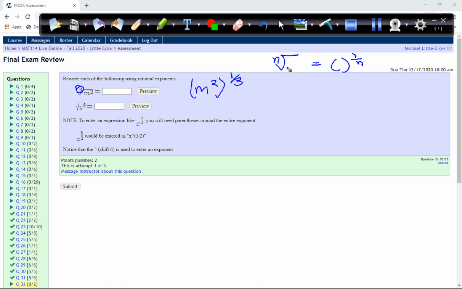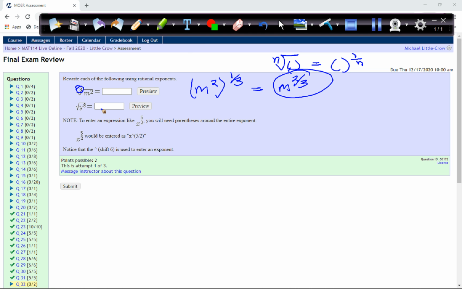Whatever's in here could be an x or whatever, but the symbol gives us that. And then we can simplify, because when we multiply the exponents, we get 2 times 1/3. That's going to be m to the 2/3. So that's a simple way of writing it with fractional exponents.